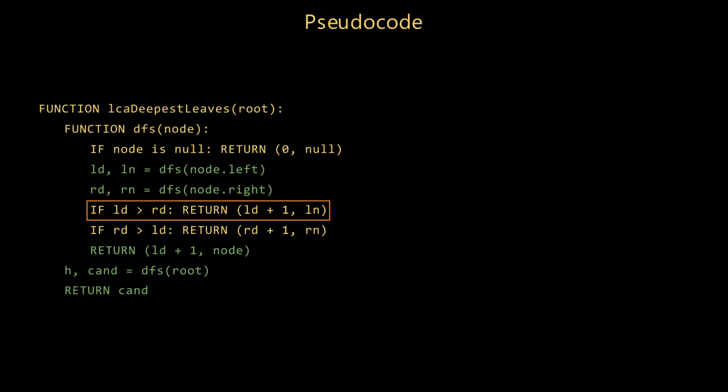If the left subtree is strictly taller, bubble up its height plus 1 and its candidate. If the right subtree is strictly taller, take that side instead. If both heights match, the fork is here, new height is 1 plus that shared depth, and the candidate is this node. After DFS finishes at the root, we have the overall height and the final LCA candidate. Return that candidate as the answer.